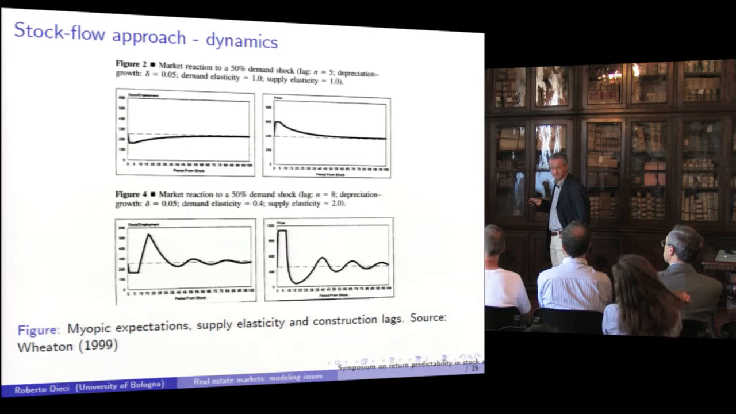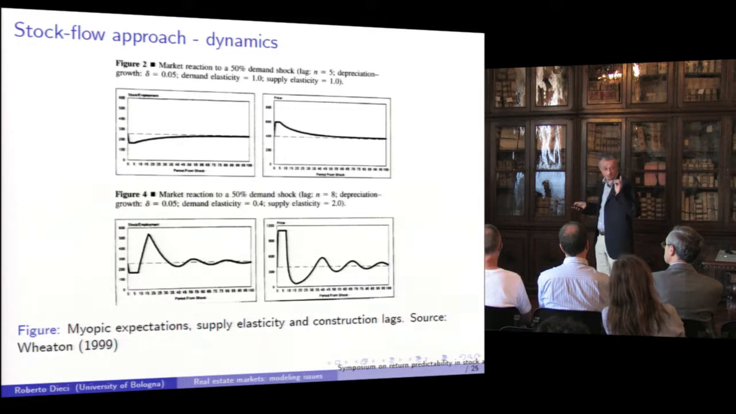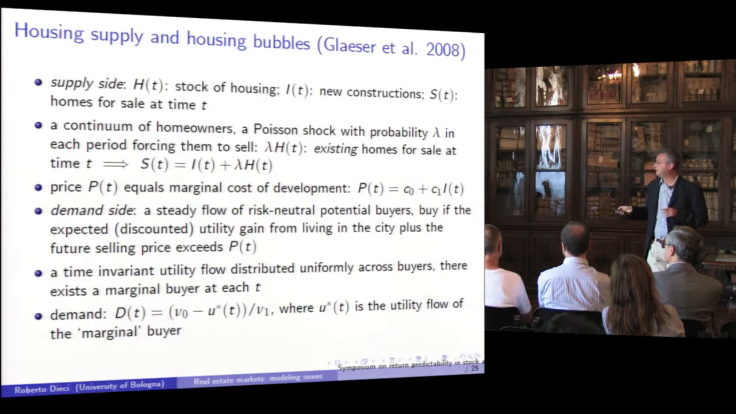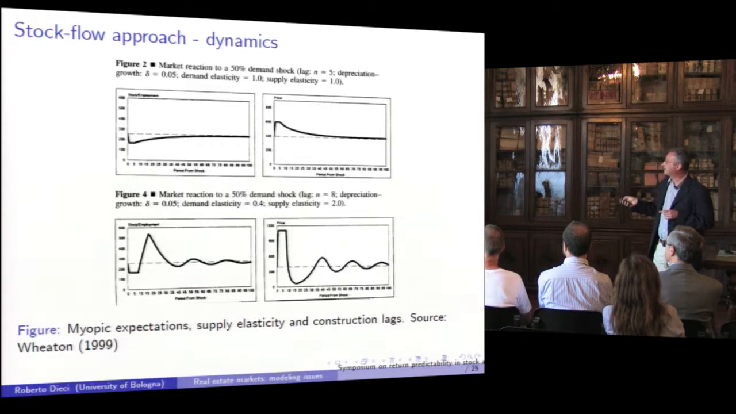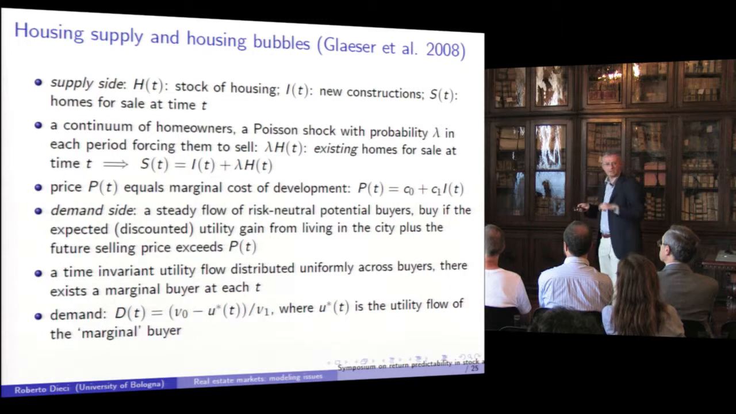But this is a case with myopic expectations and relatively low values, for instance, of the supply elasticity. But if the supply elasticity increases, so new constructions, in a sense, overreact, then the differences are very big, because now the stock badly overshoots the new steady state level, and also the price oscillates repeatedly around the new steady state level as a consequence of a unique shock, okay? So the point in Wheaton's paper is that expectations matter a lot in combination with the real side of housing markets.